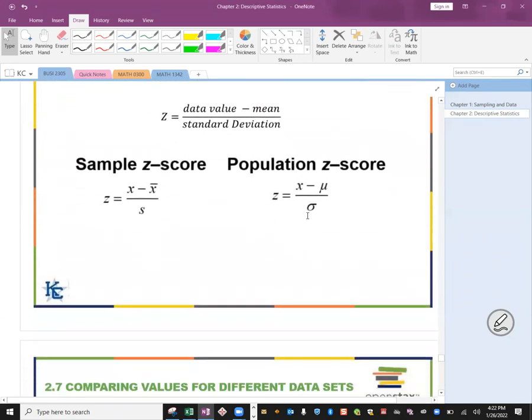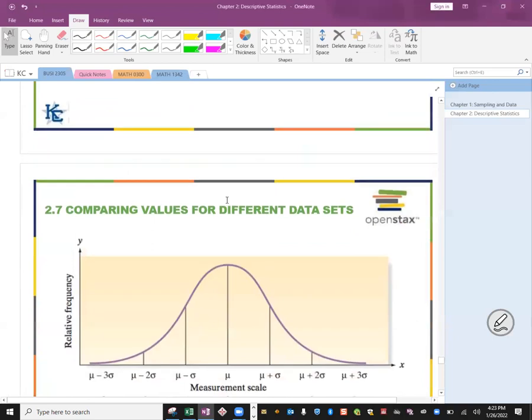And so again, you do have a sample z-score and a population z-score that you can calculate. We're going to do sample z-score a lot of times because we have data. Occasionally we do population z-score when we are given some information. So we will talk about when to use which in the future. But for now, we're just going to use the sample z-score.